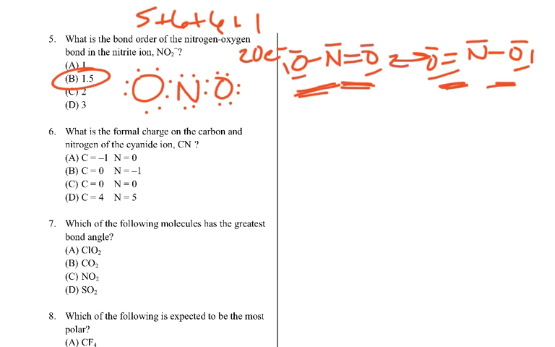And that kind of always comes up. If there are 2 resonance structures, it's going to be 1.5. If there are 3 resonance structures, it's going to be 1.33. Okay, what's the formal charge on carbon and nitrogen in these cyanide ions, CN-?